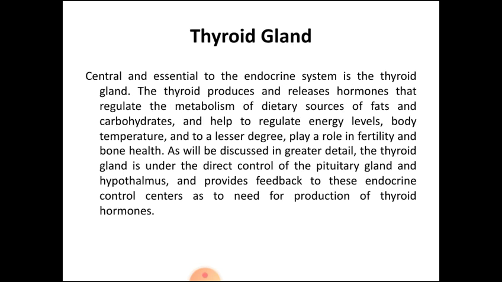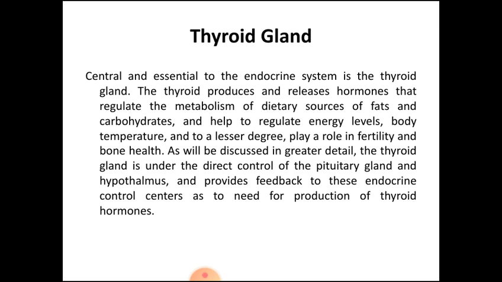Firstly, what is the thyroid gland? Central and essential to the endocrine system is the thyroid gland. The thyroid produces and releases hormones that regulate the metabolism of dietary sources of fats and carbohydrates, and help to regulate energy level and body temperature, and to a lesser degree play a role in fertility and bone health.